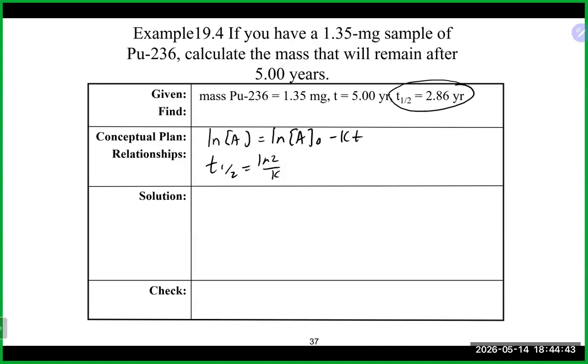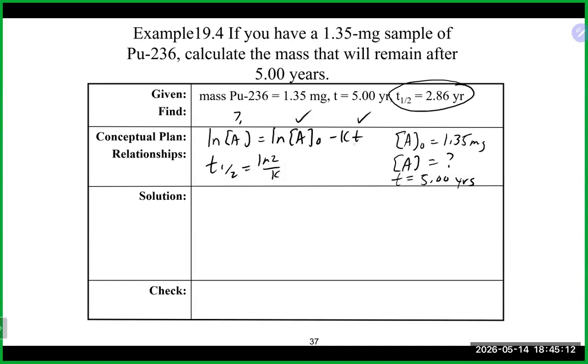So in this particular case, we have 1.35 milligrams. That is our initial concentration, 1.35 milligrams. We're looking for how much will be there at the end, and at the end, that is a total of 5 years here. So if we look at our integrated rate law, which deals with concentration and time, we are looking for this guy.